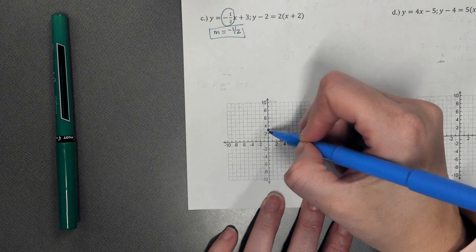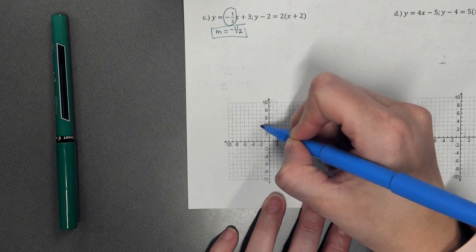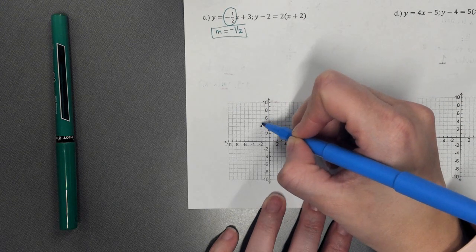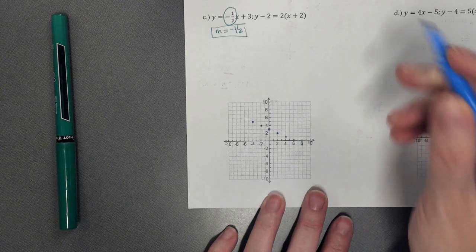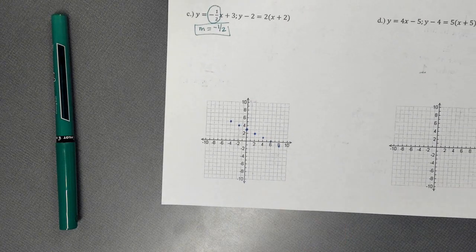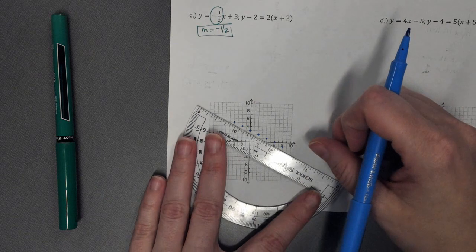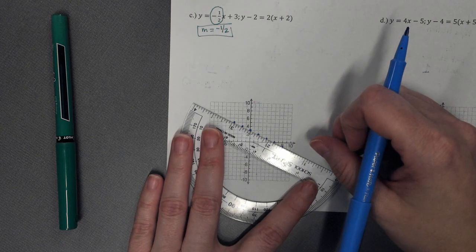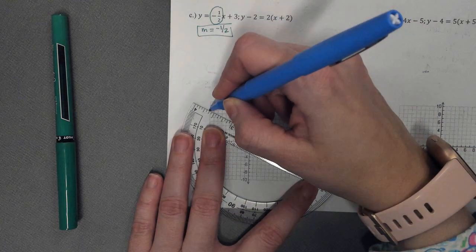And then we're going to do the opposite direction, so up 1 over 2. Up 1 over 2. And then we're going to use our straight edge to connect our points.